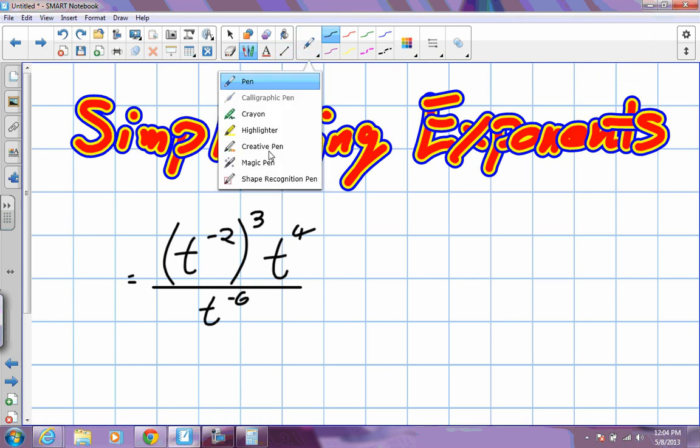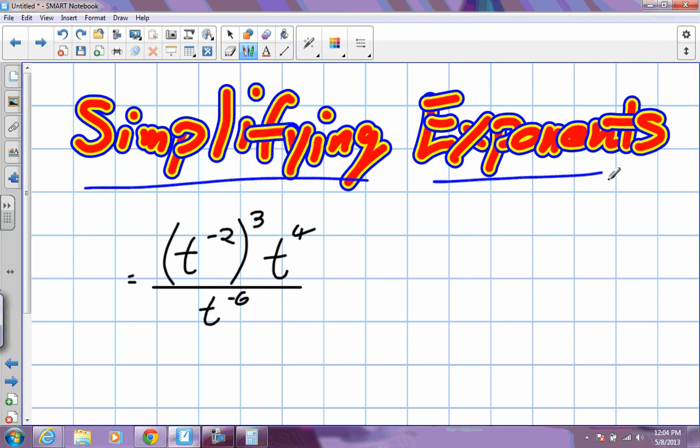We're going to go over simplifying exponents. So we've just done the two laws. We're going to apply them to much more difficult questions.